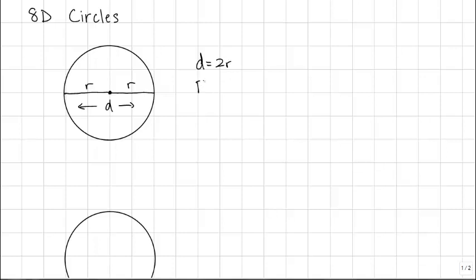The perimeter of a circle is usually called the circumference. We don't use the word perimeter with a circle for some reason. We just simply call it a circumference. And the formula for the circumference of a circle is pi times the diameter. In fact, it is in some sense the definition of pi. Pi is the ratio of the circumference of a circle to the diameter of a circle. And since the diameter is just twice the radius, we can also write this as 2 times pi r.